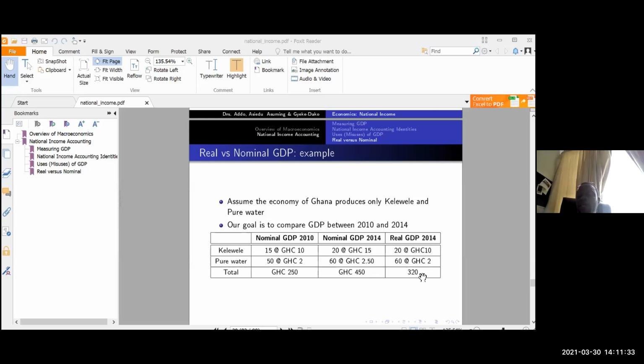So the real GDP is 320 and the nominal GDP is 450, but the analysis has to be based on 320 and not 450. So 450 is not the real GDP. Real GDP is 320, at constant prices. You can step back and look at the definition again.